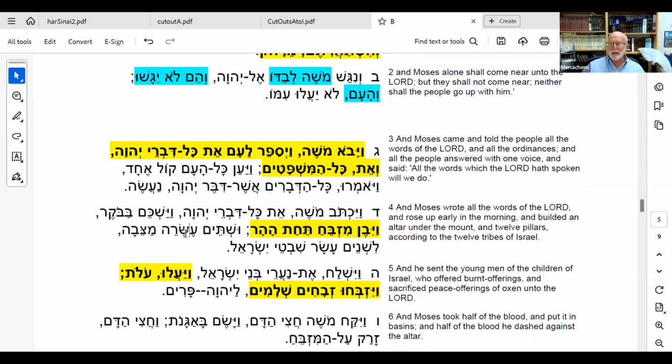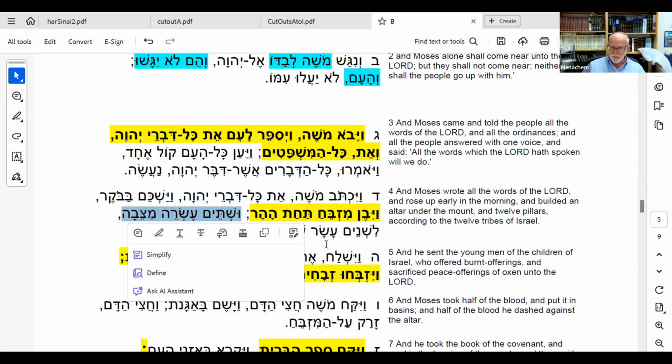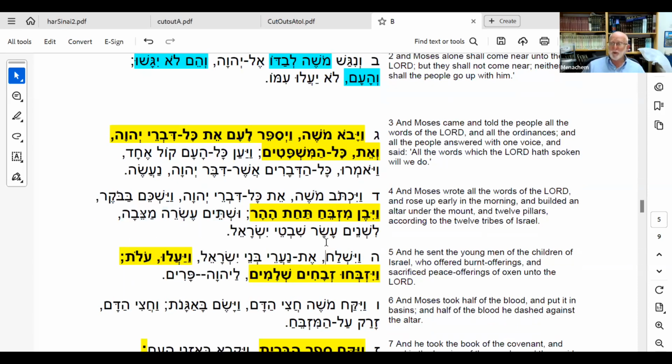He gets up in the morning and we make a kiddush. He builds a mizbeach at the bottom of the mountain. He makes 12 matzevot, 12 monuments representing the 12 tribes of Israel. Remember, there's something symbolic, an altar in front of a symbol of the relationship with God.